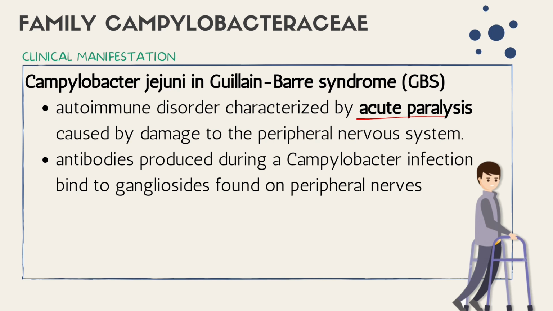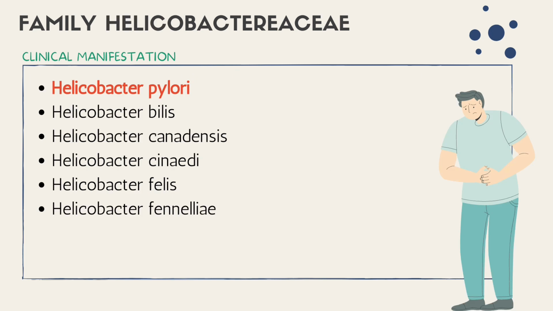It is believed that antibodies produced during a Campylobacter infection bind to gangliosides, which are found on the peripheral nerves, and cross-react with these nerve cells in an autoimmune response. So they can be the cause of this debilitating nerve disorder. Nagkakaroon ng paralysis on half of the patient's body. Next, let's go to the infections that are caused by your family Helicobacteriaceae. Here are all the clinically significant species under this family, and the most common one is Helicobacter pylori.